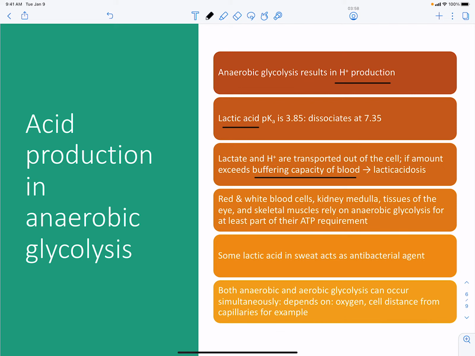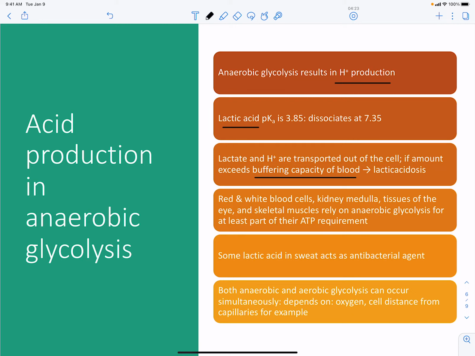Now, many cells, when they're dividing actively, are going to rely on anaerobic glycolysis. And production of lactic acid is normal. Lactic acid can also be found in sweat, and this can be antimicrobial. So what's important to keep in mind is lactic acid production is not a bad thing. It's a normal thing that your cells do.